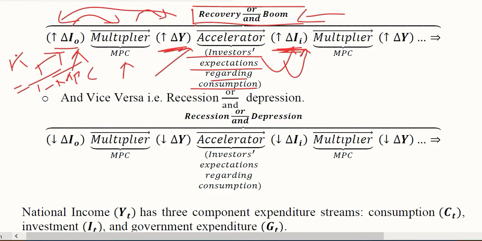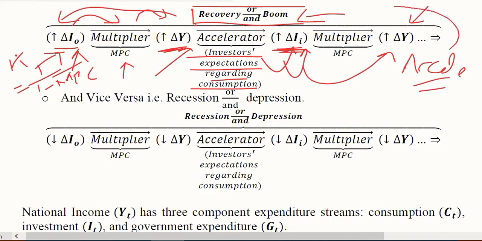And once the investment increases, again the process of the multiplier can give rise to higher levels of national income. And once the national income has increased, it can again trigger the accelerator. So you see, this cycle will continue and hence it can lead to magnification of this favorable process of increased investment and increased national income, leading to a boom or recovery.